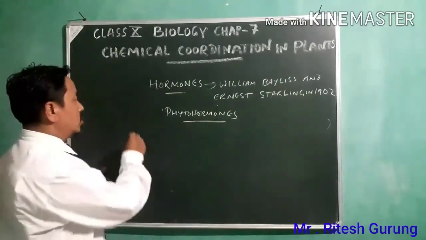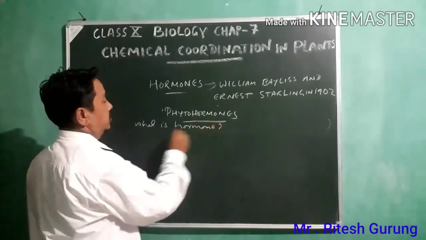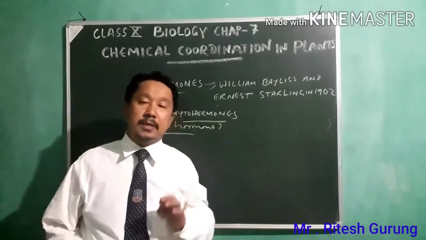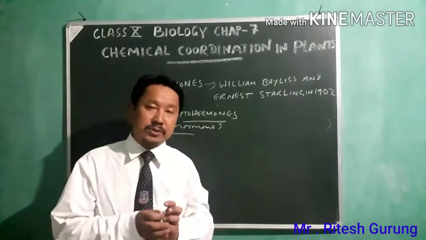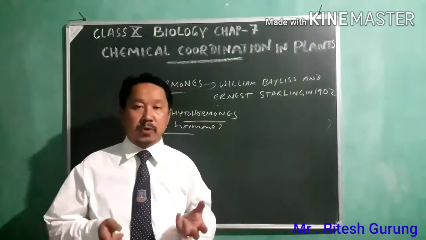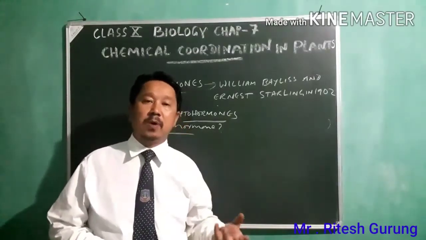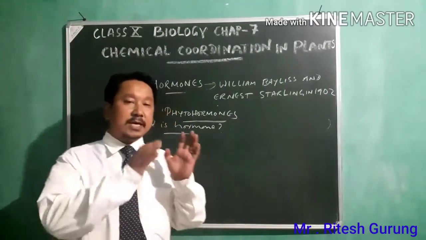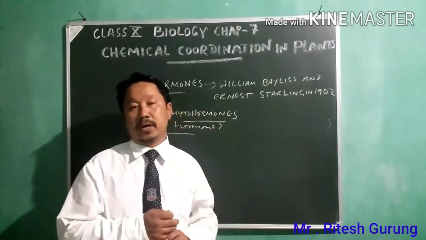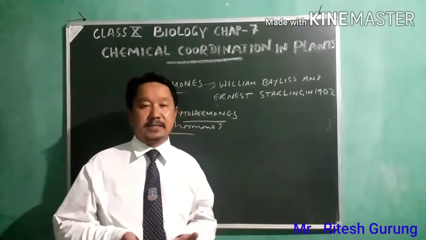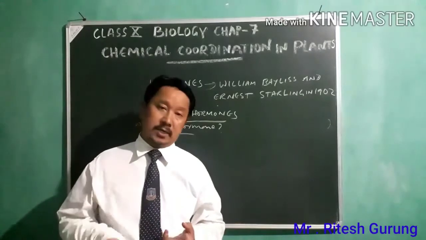Now, what is a hormone? A hormone is a chemical substance, proteinous in nature, which is produced in one of the regions of the body and taken away to distant places where it shows its functions or effects. That means it shows its function away from the place of its production. This is the general property of hormones, whether it is a plant hormone or an animal hormone.